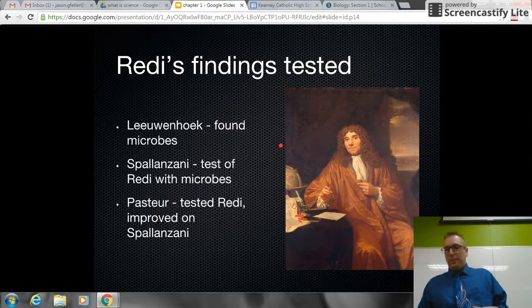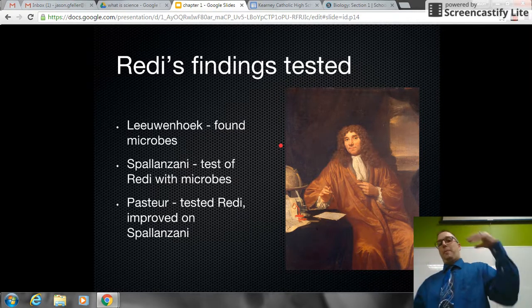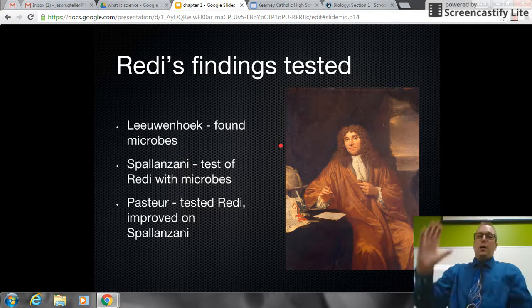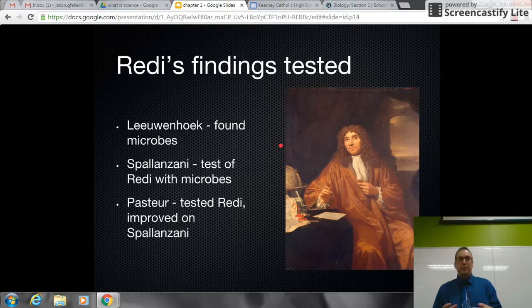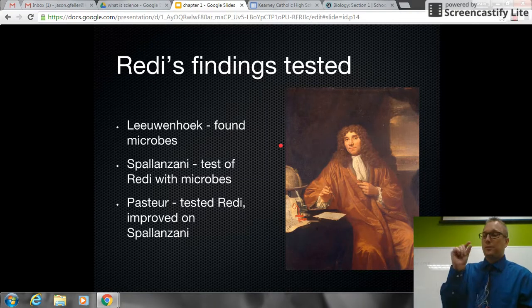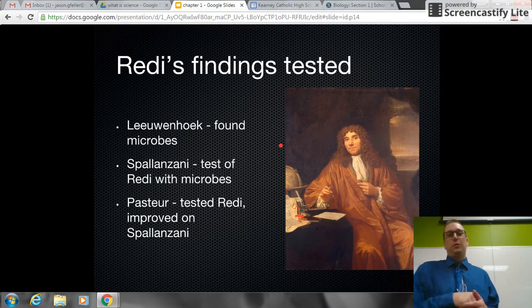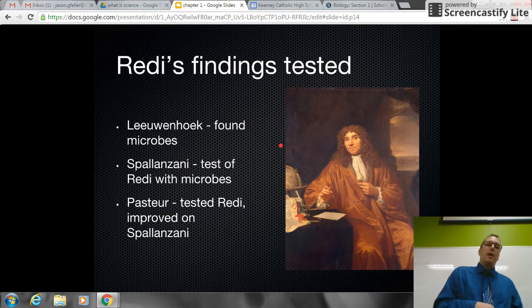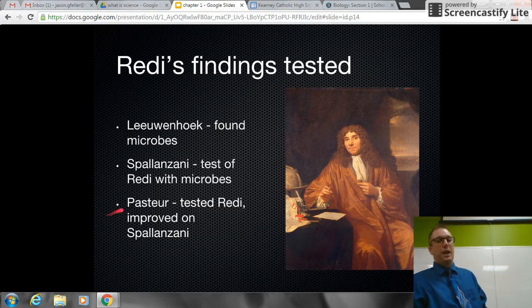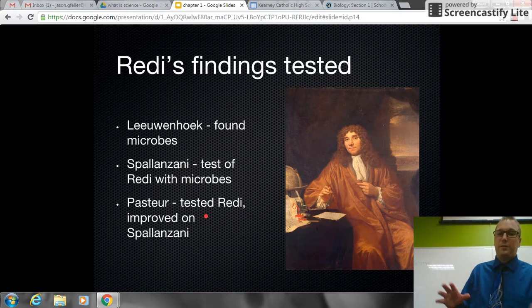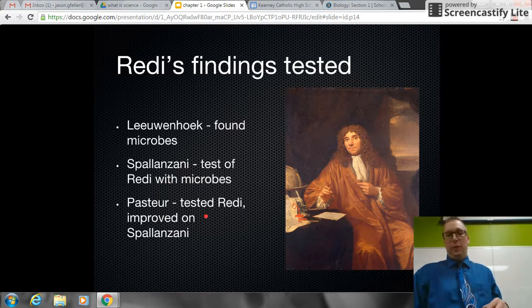so people didn't like extrapolating Redi's experiments, and especially when in steps Leeuwenhoek and finds microbes. Okay, he didn't necessarily invent the microscope, but he invented really good ones, and he could see microbes, little single-celled organisms in pond water. And so various people went about testing Redi's analysis with microbes. Their names were Spallanzani and Pasteur. Okay, they both tested Redi, but in two different ways.